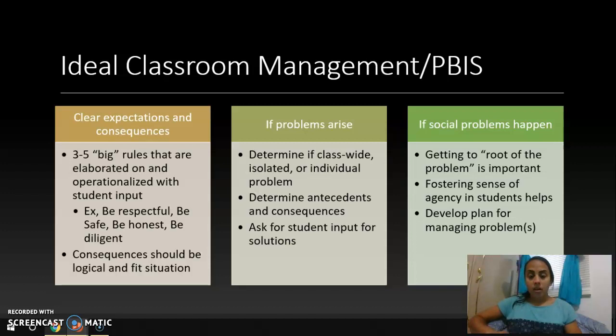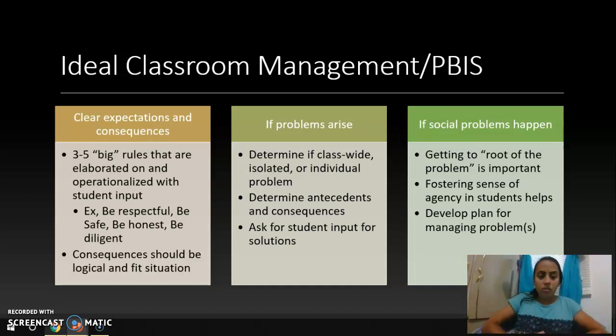But that is not enough for students, because sometimes they're not clear about what being respectful, being safe, being honest, being diligent looks like. So we have to tell them what that looks like. That will take some time in getting students to understand what we're looking for. But once they understand, these 3 to 5 rules will serve as a reminder to follow the classroom and school rules.